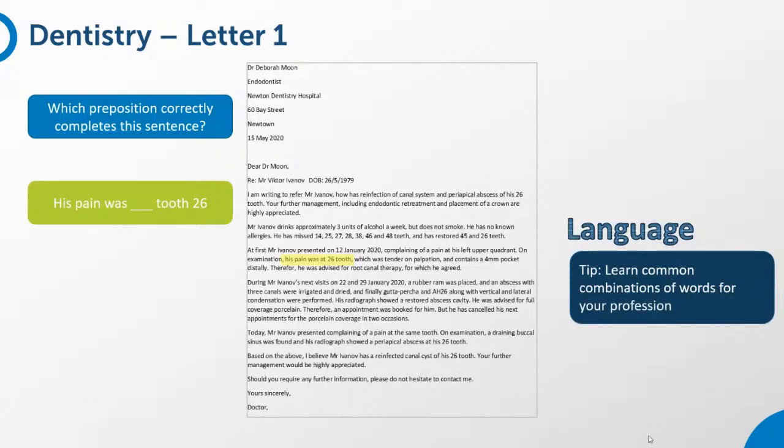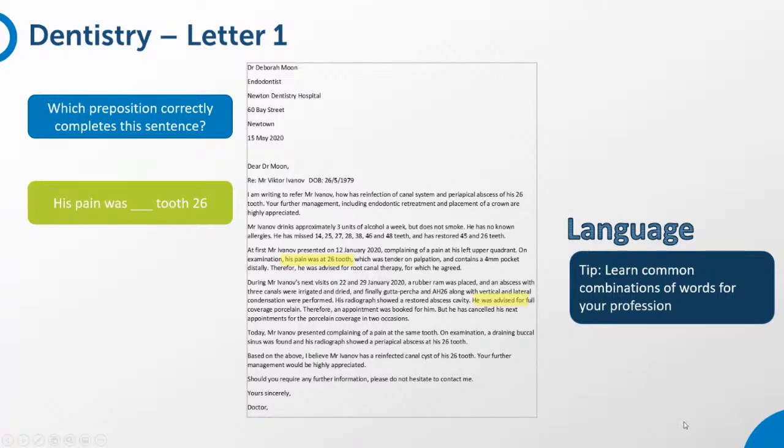So this is a language tip. Language is another of the assessment criteria. It's really important to learn common combinations of words for your profession. So learning that we would say "pain in tooth 26" or "advised to have" is another common combination, which was a mistake in this letter, not "advised for." And there's free software you can use, such as Grammarly, which can help you to check your writing for accuracy and then learn from the errors that are identified.